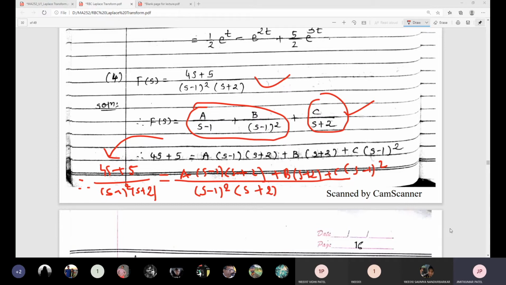Okay, now okay. 19E020. Yes, sir. How can we find the value of C?